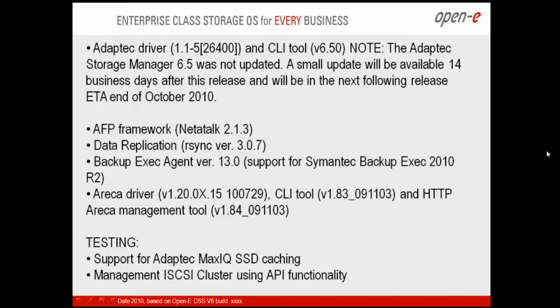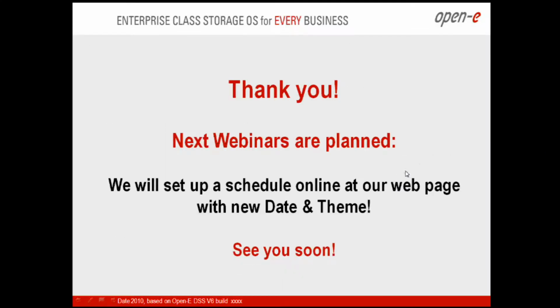And of course, last we put some management for iSCSI clustering using the API functionality. In a past webinar we had, you were able to use the API function to stop and start snapshots. You can create iSCSI volumes. Now you have the ability to stop and start your HA environment with our Auto Failover.